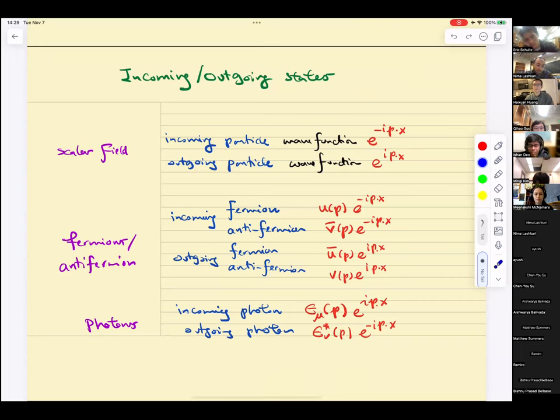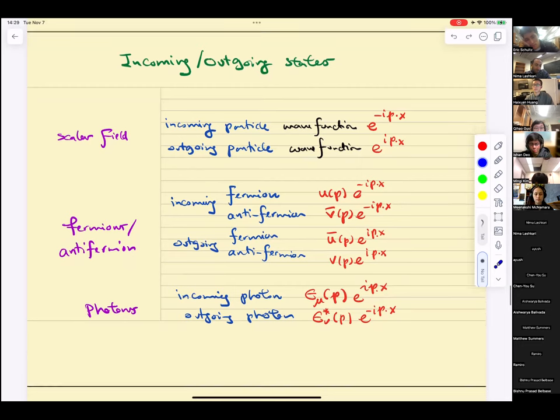The outgoing particle wave function is e to the i p dot x, right? These are the outgoing. These are hopefully familiar from scattering in quantum mechanics. If you have fermions, your incoming and outgoing wave functions are four-vectors. So you have a fermion. Recall there was u of p e to the minus i p x. There is a label s, which was spin. So hopefully you recall this from quantization of the Dirac field.